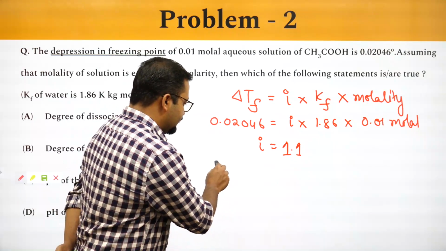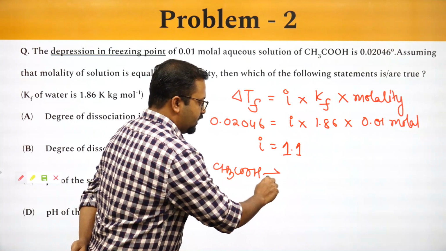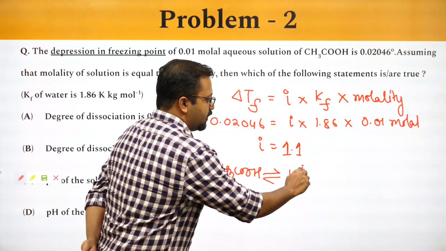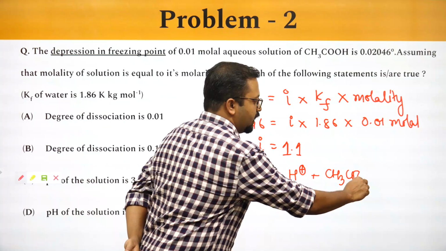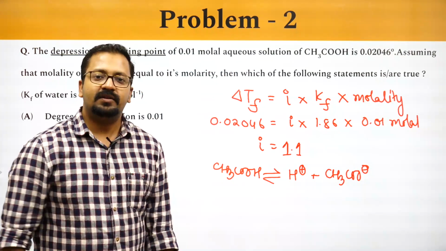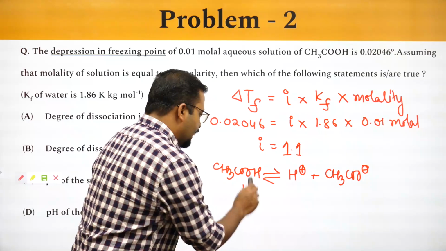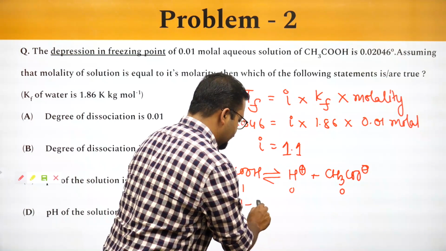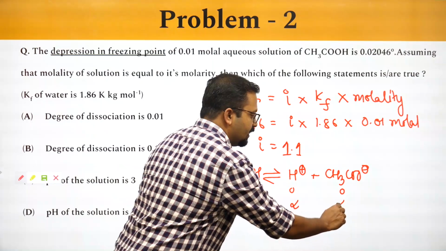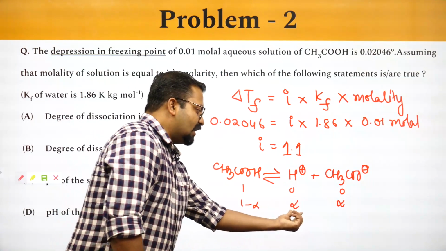Now I write the next equation. CH3COOH will dissociate to form H plus and CH3COO minus. I can write this very simply. Now I take 1 mole of this. This will be 0, this will be 0. अगर ये 1 minus alpha लिखते हैं हम, तो ये alpha हो जाएगा, ये भी alpha हो जाएगा. It's known to everybody. This is 1 minus alpha, and this is alpha and alpha.